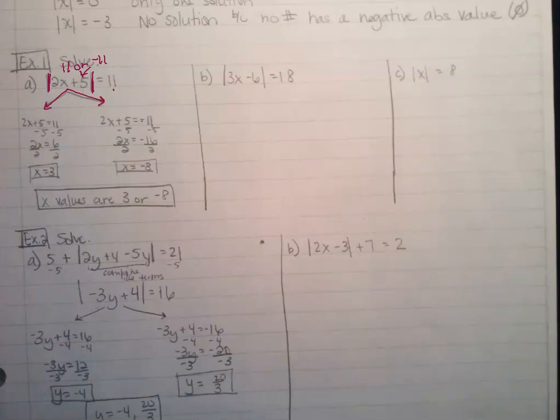So I subtract 5. 11 minus 5 is 6. So I have 2x equals 6. I divide by 2. The 2's cancel, and I have x equals 3 for one option. For my other one, it's a -11, so it's the same thing. I'm still going to subtract 5, but -11 minus 5 is -16. So now I have 2x equals -16. I divide by 2, and I get x equals -8 this time. So my answer is that the x values are 3 or -8.